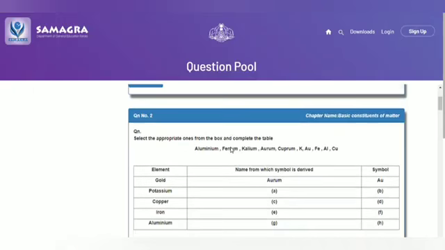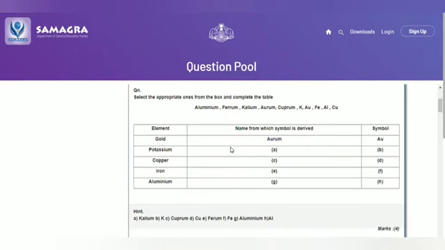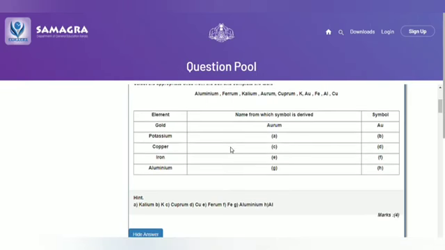Second question, select the appropriate one from the box and complete the table. In the first column the element is given, then the name from which the symbol is derived, then the symbol. So gold, aurum, Au; potassium, kalium, K; copper, cuprum, Cu; iron, ferrum, Fe; aluminium, Al.